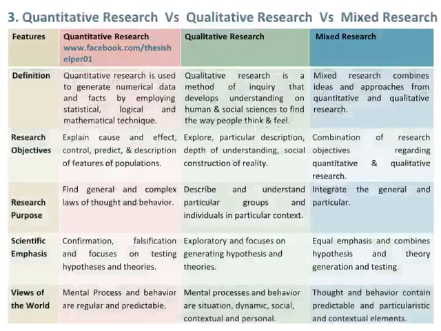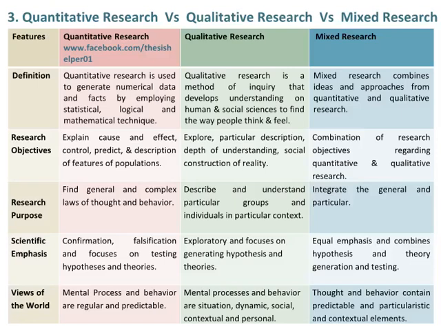Quantitative research versus qualitative research versus mixed research. Quantitative research is used to generate numerical data and facts by employing statistical, logical, and mathematical techniques. Whereas qualitative research is a method of inquiry that develops understanding on human and social sciences to find the way people think and feel. Whereas mixed research combines ideas and approaches from quantitative and qualitative research.